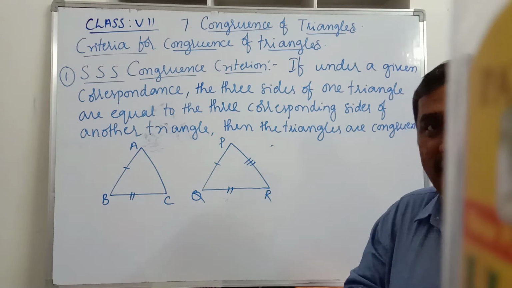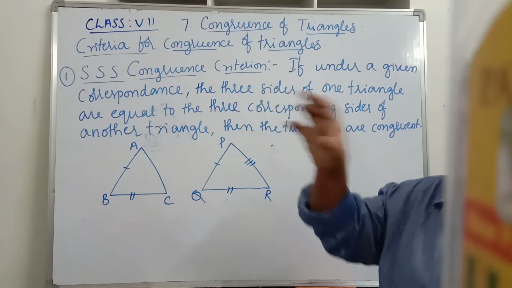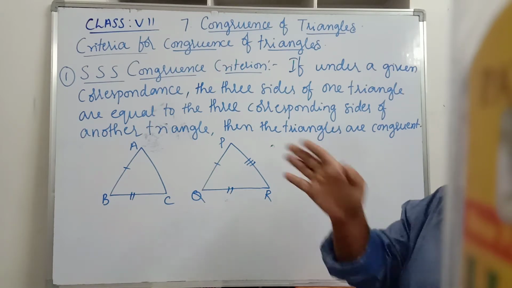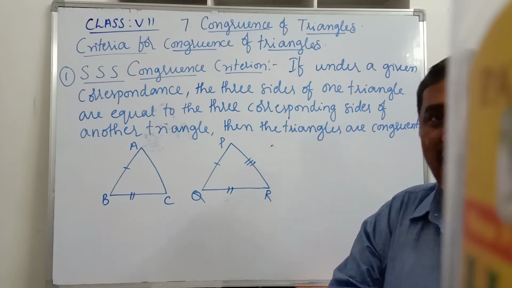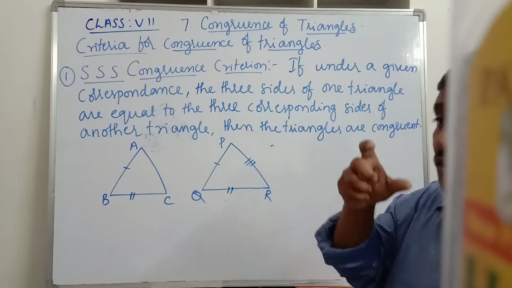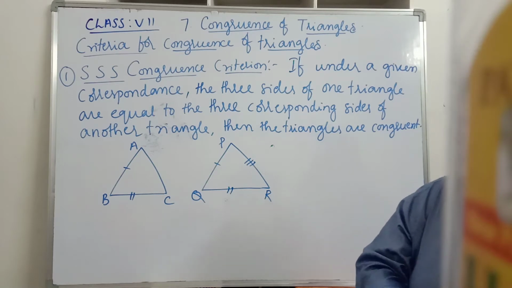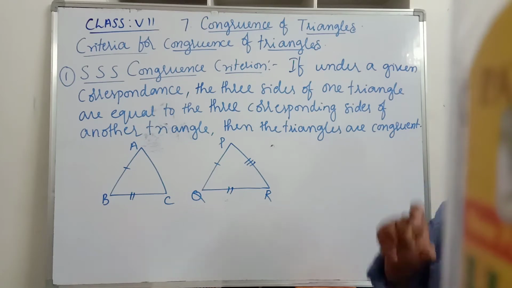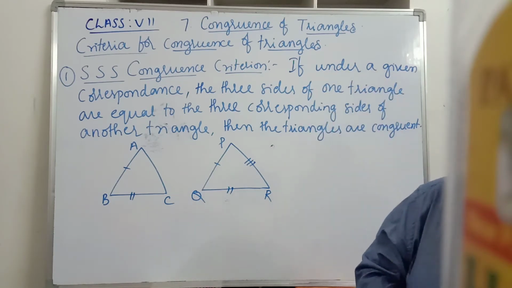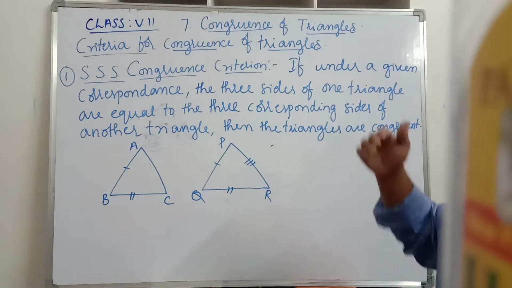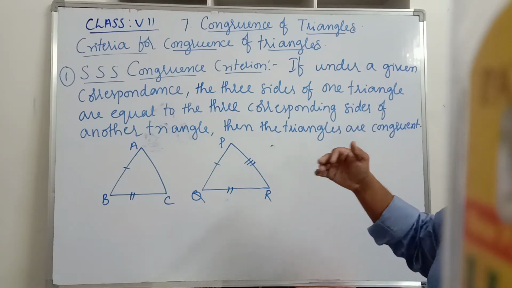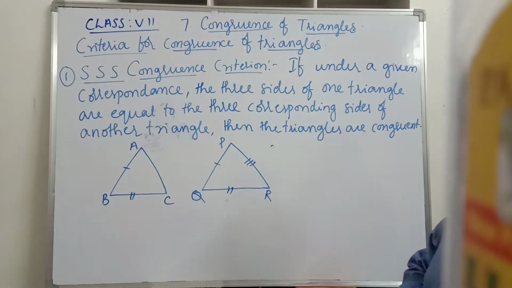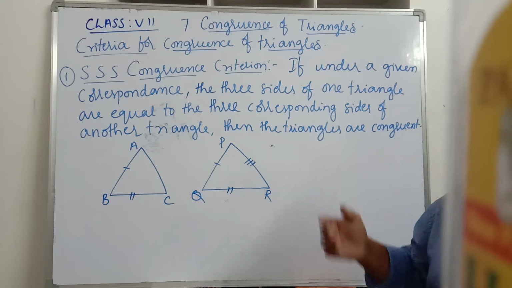What are corresponding sides? When we place one triangle over the other triangle, we see which vertices will fall on which vertex, and which side will fall along which side of the first triangle. Those sides which overlap with each other are known as corresponding sides and such angles are known as corresponding angles. So the statement says that if the three sides of one triangle are equal to three corresponding sides of another triangle, then the triangles are congruent triangles.